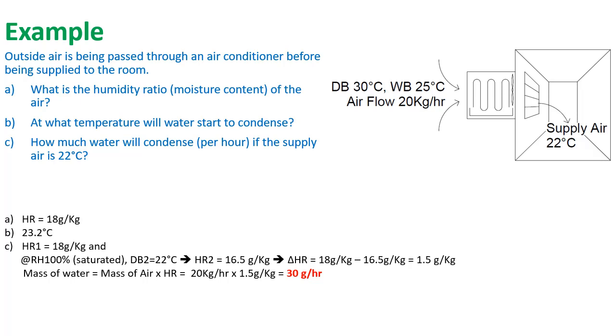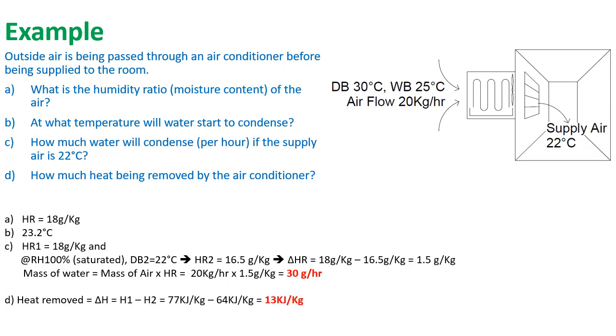Knowing that the flow of air is 20 kilograms per hour, and the change in the moisture content, we can calculate the mass of water being condensed per hour by multiplying the two numbers, which gives us 30 grams per hour. How much heat is being removed by the air conditioner?